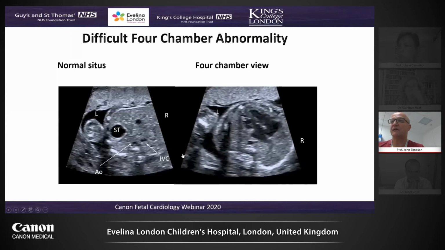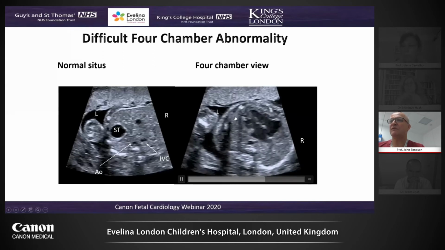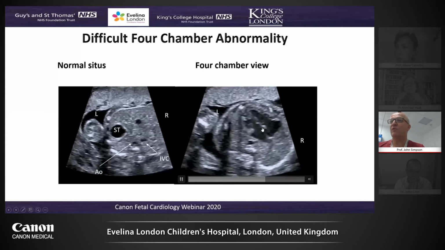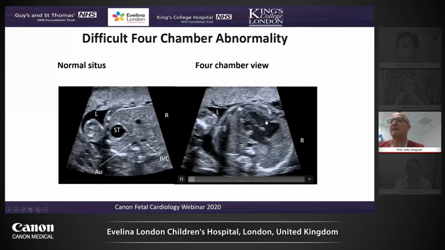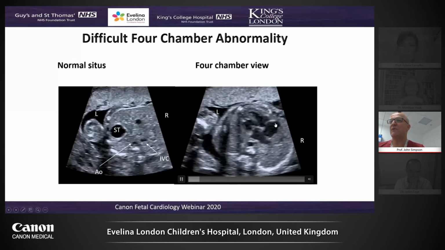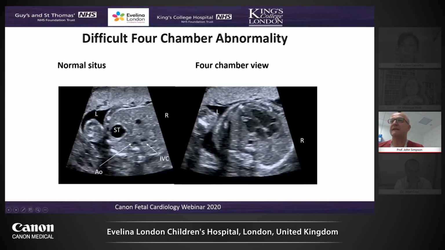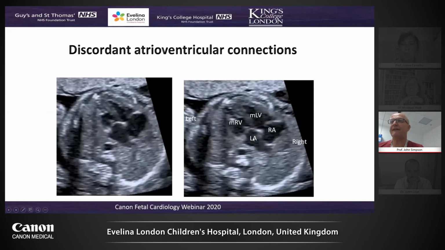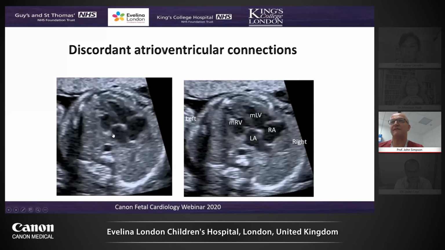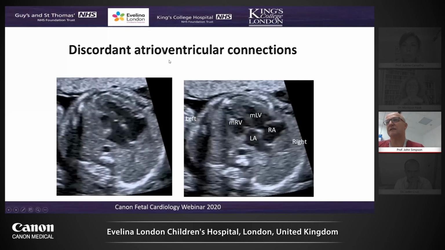I've shown the situs shot here. But you notice that this chamber connects to a chamber, the atrium connects to a ventricle with a moderator band, with a more apical AV valve, and the more anterior ventricle connected to the right atrium is smooth-walled with an AV valve inserted further from the apex. So what we're looking at here is a left atrium to morphologic right ventricle and right atrium to morphologic left ventricle. And this is what we call discordant AV connections.